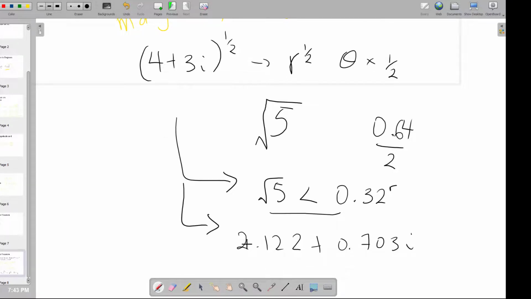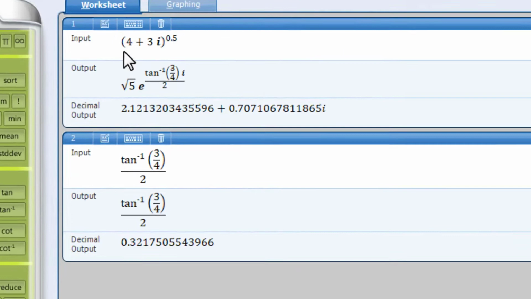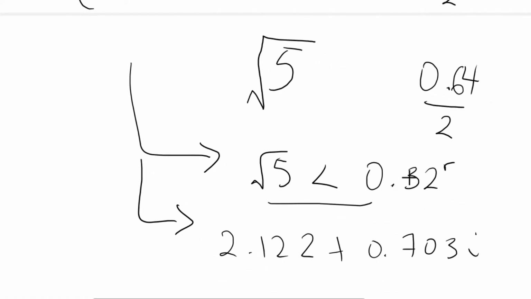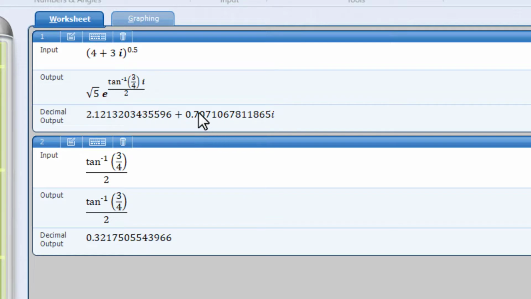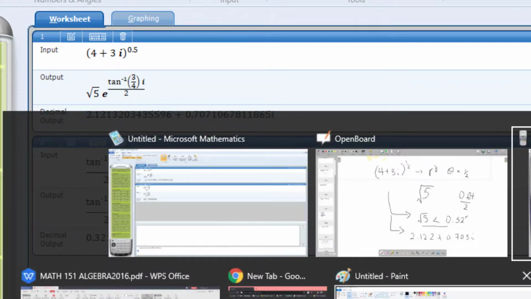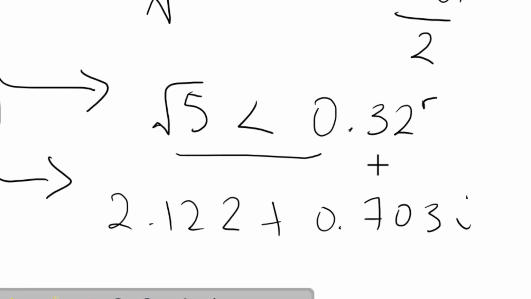We can confirm this using Microsoft Math. Using Microsoft Math, we find 4 plus 3i raised to the power 0.5, and we have root 5 angle tan inverse of 3 over 4, over 2. Tan inverse of 3 over 4 over 2 is 0.32. So this confirms what we got: angle 0.32, magnitude square root of 5, or in rectangular form, 2.12 plus 0.707i, 2.12 plus 0.703i, pretty close.